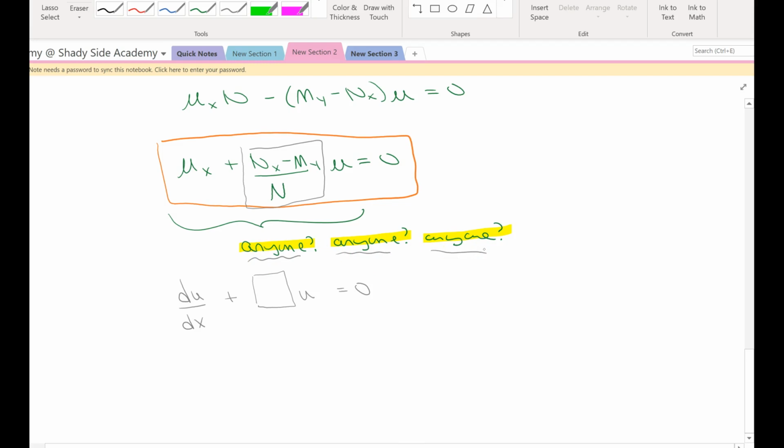What have we got here? What do we have? What is this? Yes, this is what is it, everyone? It is a linear standard form diffie-q. Linear standard form diffie-q. Yes, it is. Exactly.